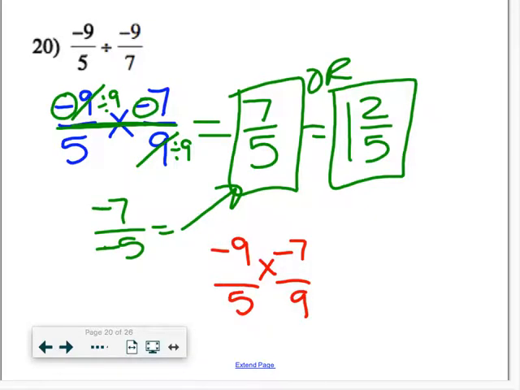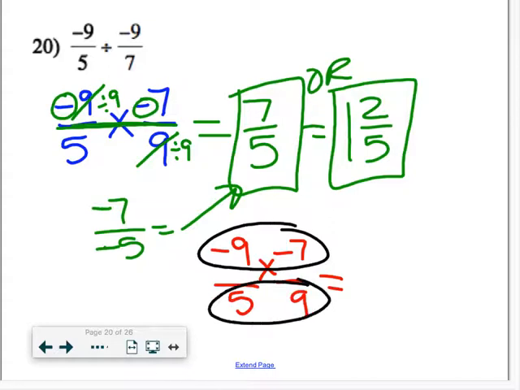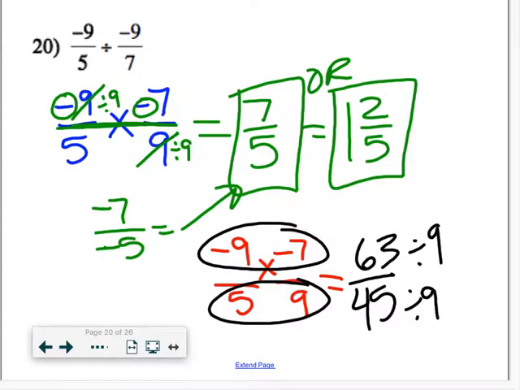Right? Numerators, denominators times straight across. Positive 63 over positive 45. You have to simplify down. Divide by 9 or divide by 3 twice. And again, you should end up back here to 7 over 5.